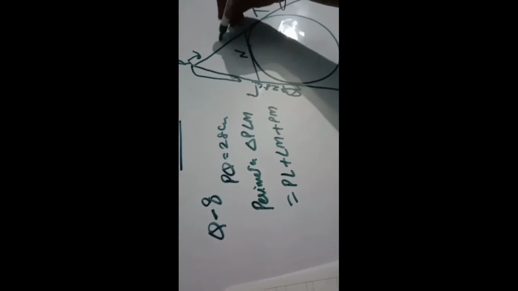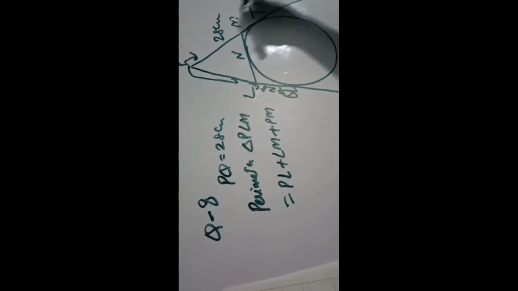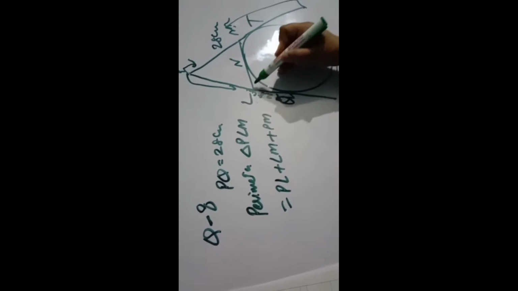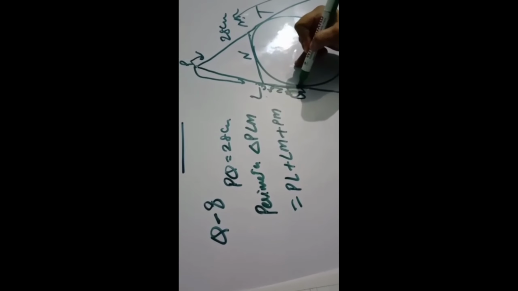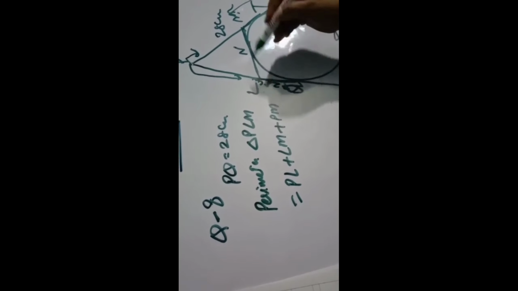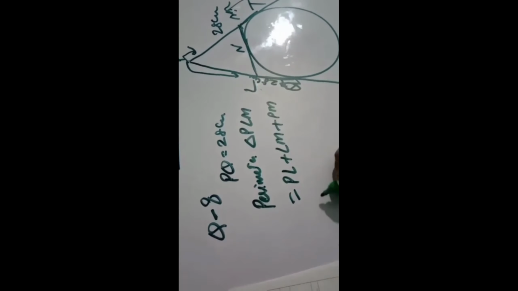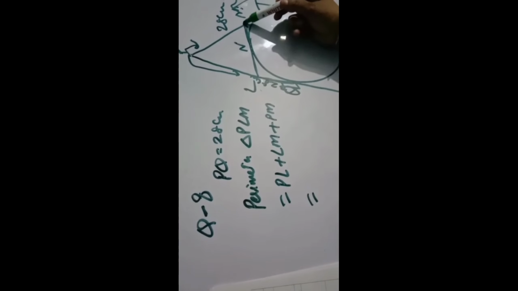Now tangents from the same exterior point are equal. So this is also 28 centimeter. Now in your mind only you see that this part is equal to this part and this part is equal to this part because they are also tangents from the same exterior point. So the perimeter of triangle PLM will come PL plus LN plus NM plus MP, and LN is equal to LQ and NM is equal to MT.